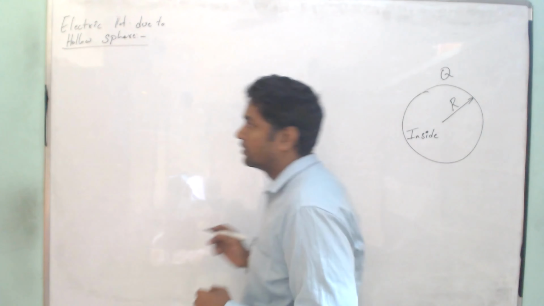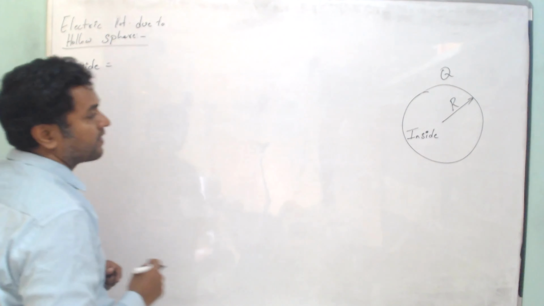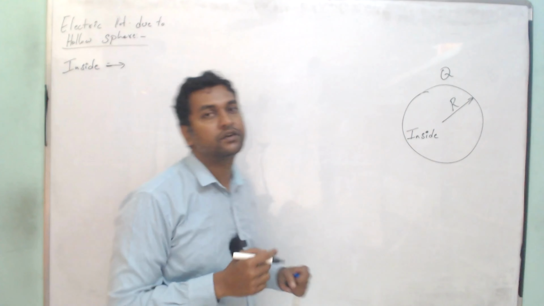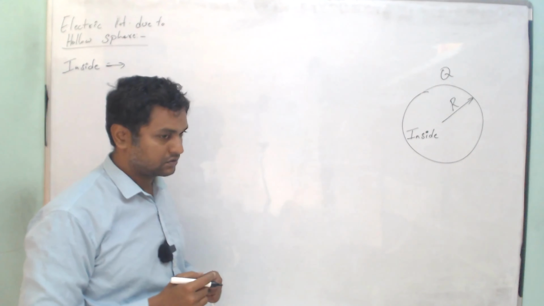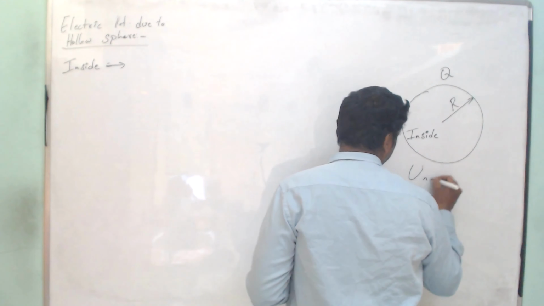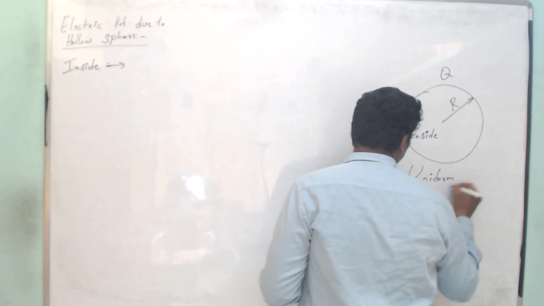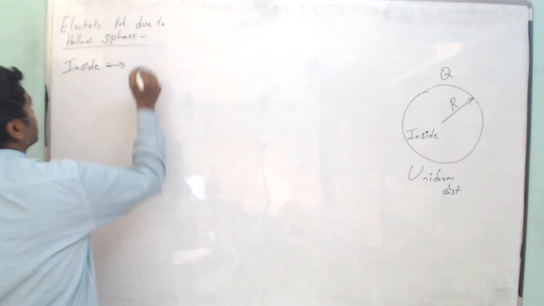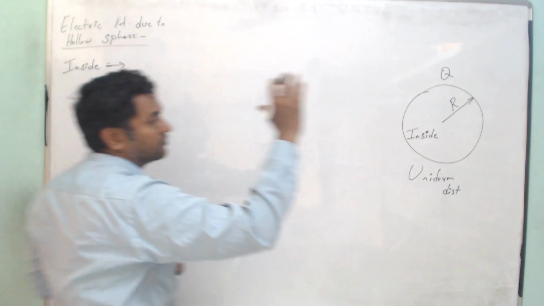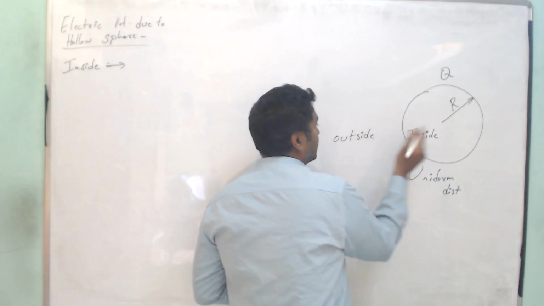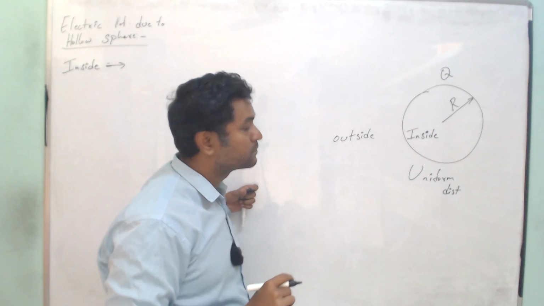For inside, you already know what the electric field inside a hollow sphere is. We have to check. By the way, this is a uniform distribution. Uniform or non-uniform, it will eventually be 0. So we are dividing this into two regions, right? Inside and outside. But then for the potential, it won't be 0 because it isn't a vector.